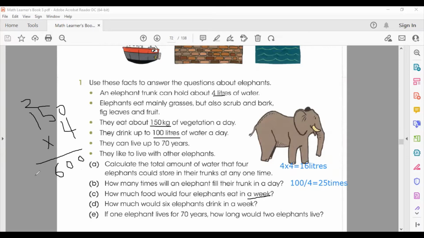In a week there are 7 days. So we need to multiply with 7. So 600 multiplied by 7. These 0s come down as they are. 7 multiply 0, 0. 7 multiply 0, 0. 7 times 6 is 42. So 4,200. 4,200 kg, or kilograms. So we write here 4,200 kg.